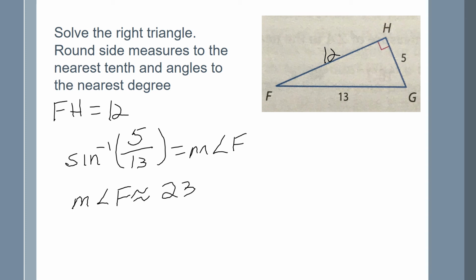So the measure of angle G, that's always easy to figure out. We'll just take 90 and subtract 23 from it, and you end up with 67. So it's almost 67 degrees, give or take a few tenths.